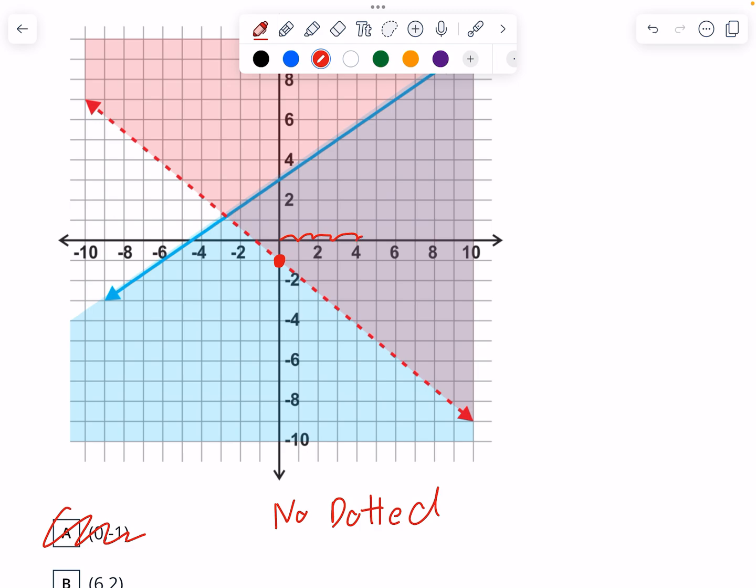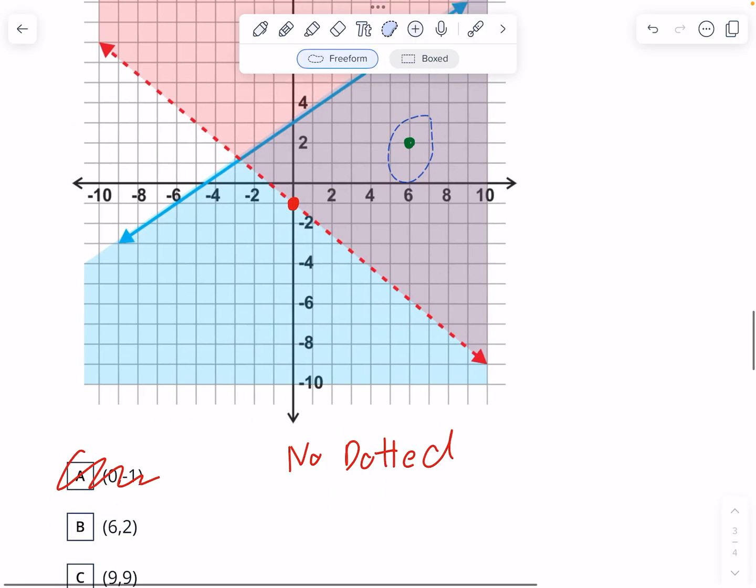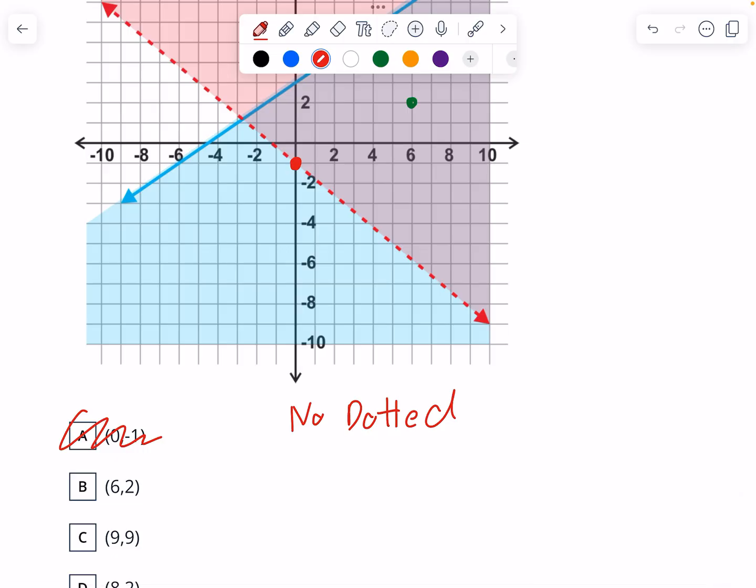Okay, (6, 2). 1, 2, 3, 4, 5, 6, up 2. We are right there. Yes, absolutely. I'll turn it green. Okay, that is pretty clearly in that overlapping shaded area. Okay, this one is good.